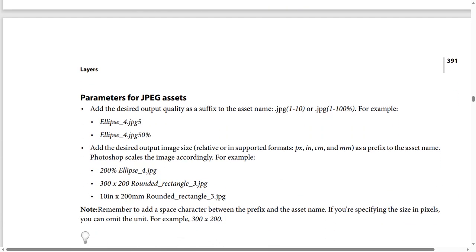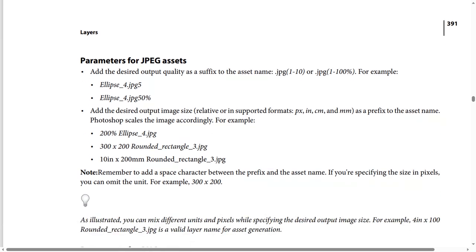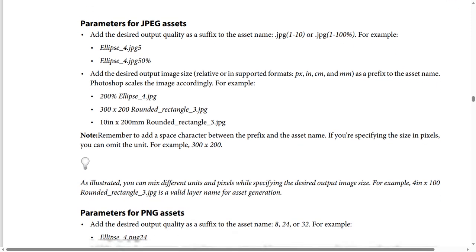Parameters for JPG assets. You can add the desired output quality as a suffix to the asset name, .jpg with 1 to 10, or JPG with 1 to 100%, for this example now. And add the desired output image size, relative or in supported formats like px, in, cm, and mm, as a prefix to the asset name, and Photoshop scales the image accordingly, like the example now.